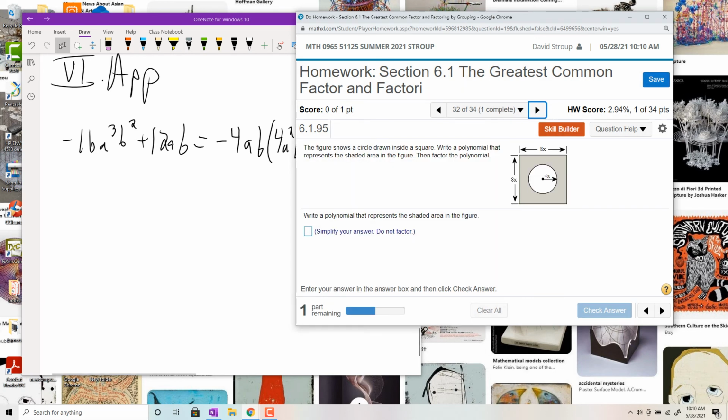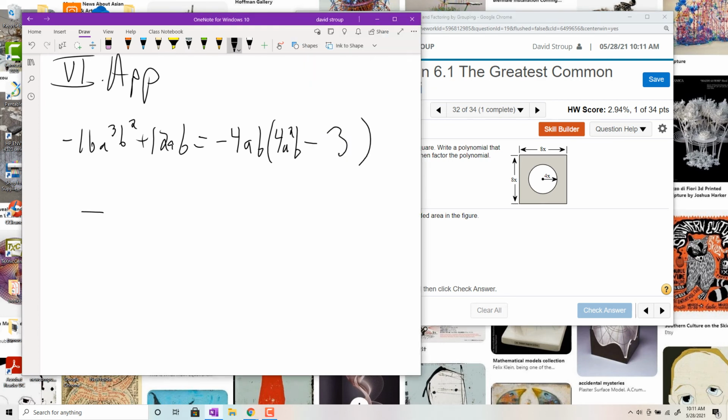Okay, so first application. The figure shows a circle drawn inside a square. Write a polynomial that represents the shaded area in the figure. So the way you could figure out the shaded region is by finding the area of the box and then subtracting away the area of that circle. And then that will give you the area of the shaded region around it.